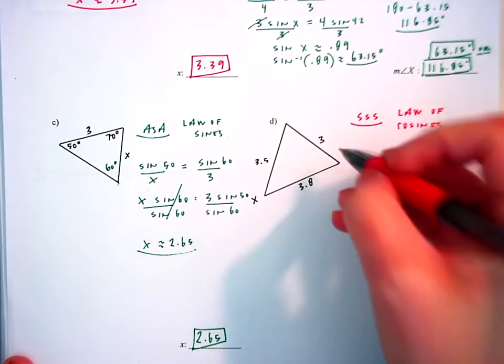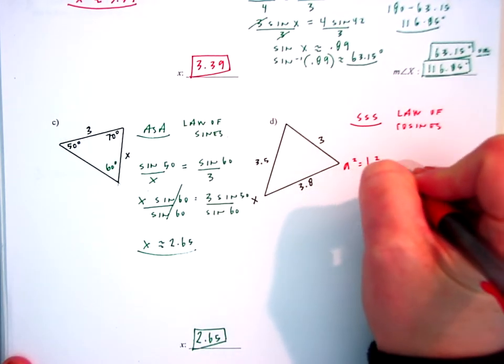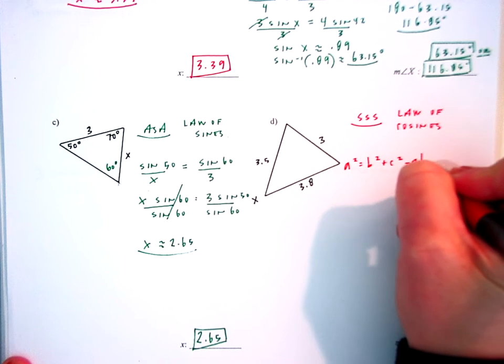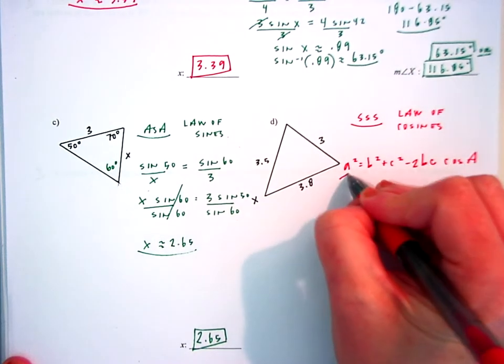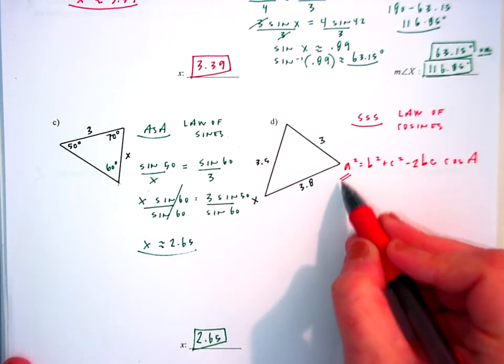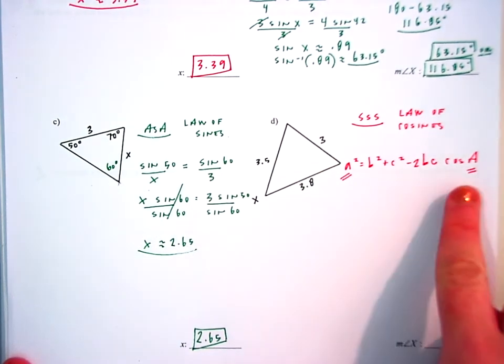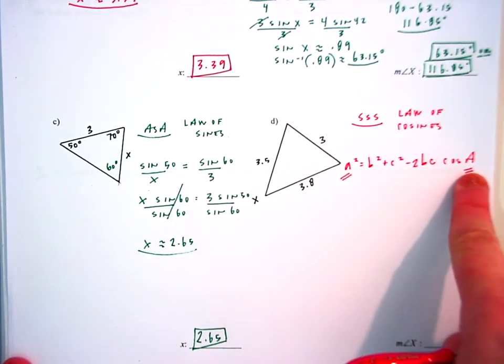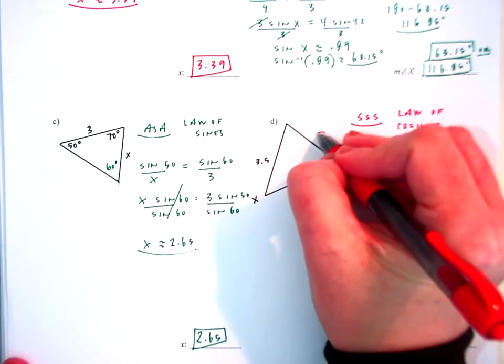So again, let me lay that out for you. A squared equals b squared plus c squared minus 2 times b times c times cosine A. Again, I'm always solving for either a side or an angle. And in this case, I'm solving for the angle right here. So I have to be conscious of where x is. What is the side opposite? That side opposite is 3.